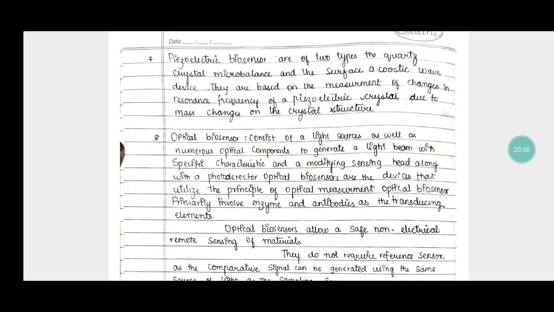These are of two types: quartz crystal microbalance and surface acoustic wave devices. And the optical biosensor consists of a light source as well as numerous optical components to generate a light beam with specific characteristics and modify the sensing, with photoelectric optical biosensor devices being utilized. For the principle of optical measurement, optical biosensors primarily involve bioenzymes and antibodies as the transducing element.